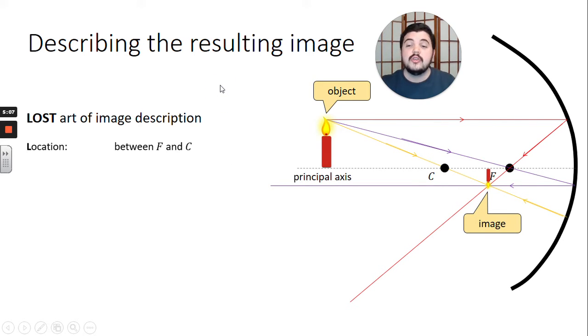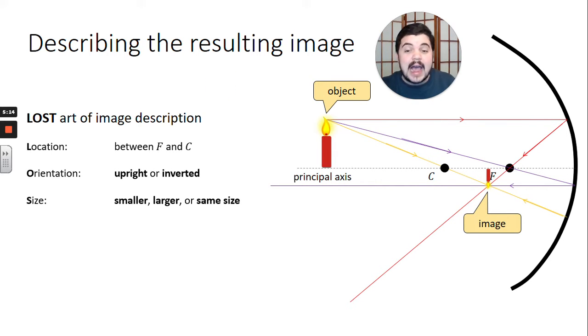So we want to talk about the location. We want to talk about the orientation. We want to talk about the size. And we want to talk about the type of the image. So location is where along the principal axis is our image. Well, our image is between the focal point, capital F, and the center of the spherical mirror, capital C. So location, that's words. It's a verbal description. It's between capital F and capital C.